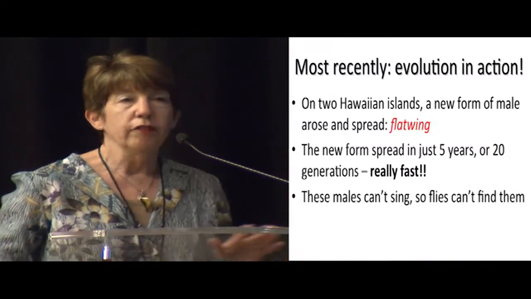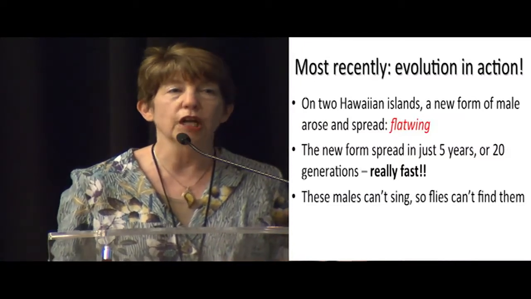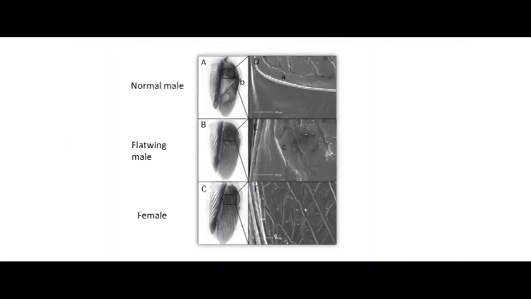So if that was going to happen in people, it would be like just a few hundred years, which is unbelievably fast. But the point is that I think this happened because the males that happened to have this new gene survived better, because the flies can't find them, because the flies can only find them by listening to them. So that's what it looks like.